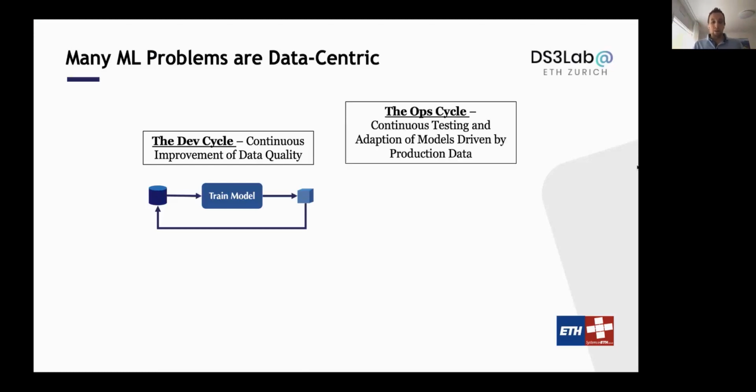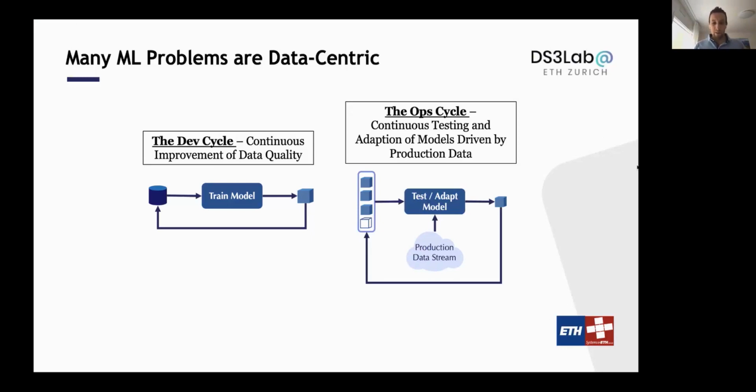On the other hand, we have the operational cycle, where you have a bunch of trained models and the production data comes in from a stream. You use that data to test or adapt the models and pick the one you should use at a given time. Now this repeats over and over again. So both cycles have data-centric challenges, but in different ways.